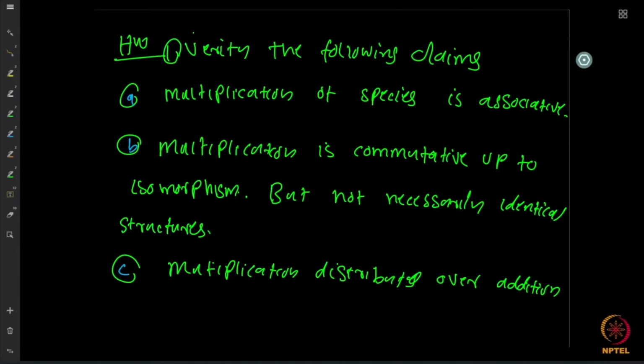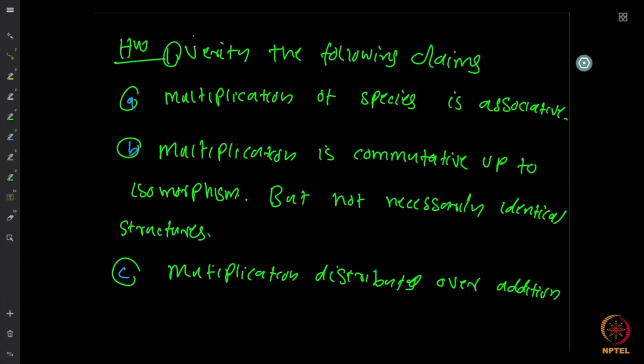Okay, so we continue the topic on species of combinatorial structures, and start with homework questions. The first question is to verify that the multiplication of species is associative. So if A, B, and C are species, then (A · B) · C is equal to A · (B · C). So prove this or verify this.